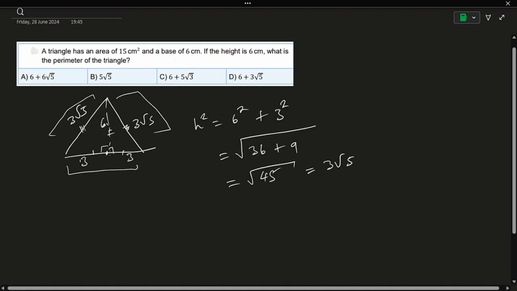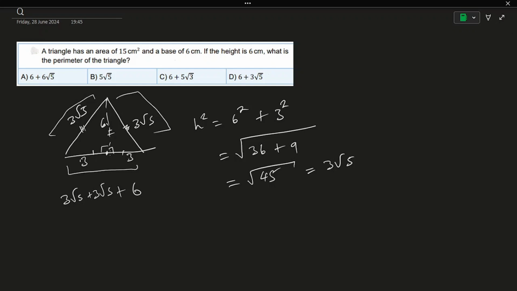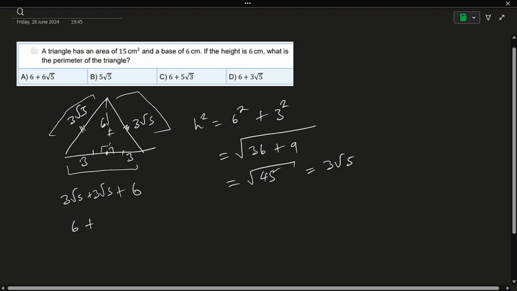So now to find the perimeter, we're just going to say this side plus this side plus this side. So this is the same as 3 root 5 plus 3 root 5 plus 6. Remember, we just broke 6 by half and got 3. So this is 3 root 5 plus 3 root 5 plus 6, which is the same as 6 plus 6 root 5. And our answer is A.